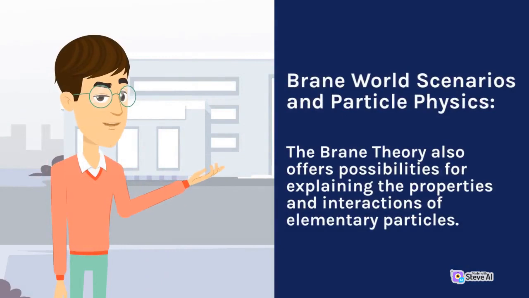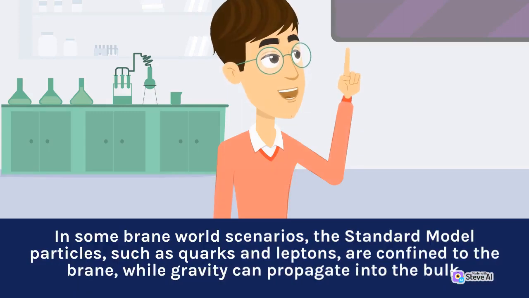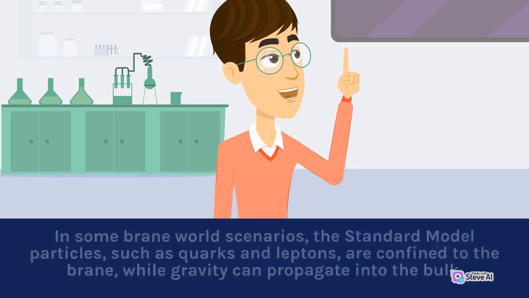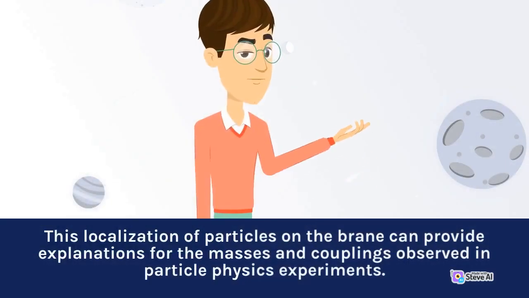Brane world scenarios and particle physics. The brane theory also offers possibilities for explaining the properties and interactions of elementary particles. In some brane world scenarios, the standard model particles, such as quarks and leptons, are confined to the brane, while gravity can propagate into the bulk. This localization of particles on the brane can provide explanations for the masses and couplings observed in particle physics experiments.